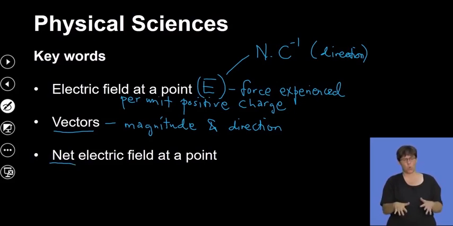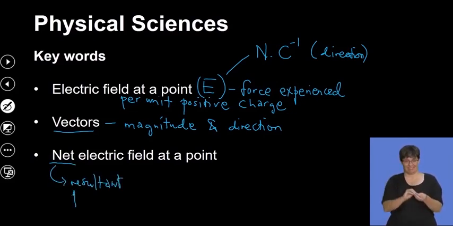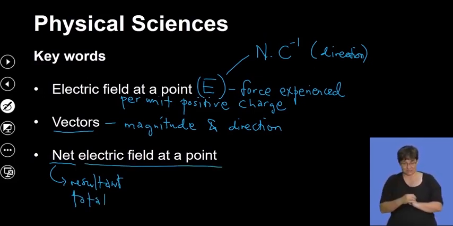When we talk about the net, usually we would say it's the resultant. Sometimes we say it's the total. So the word net means total. Then what exactly do we mean when we talk about net electric field at a point? We're talking about E net.